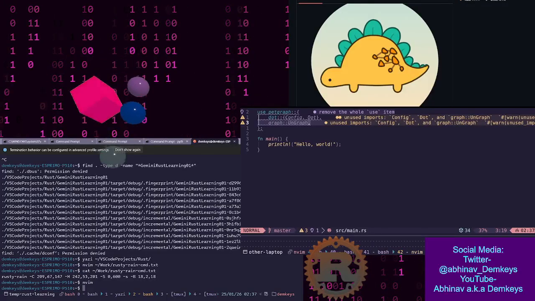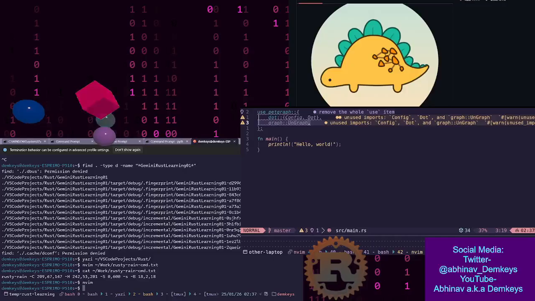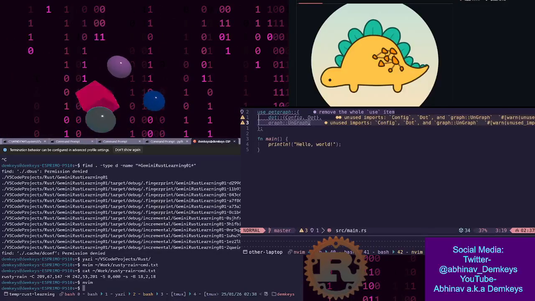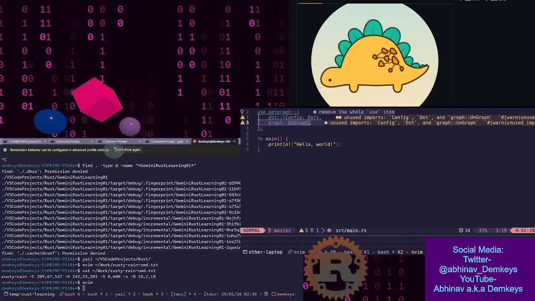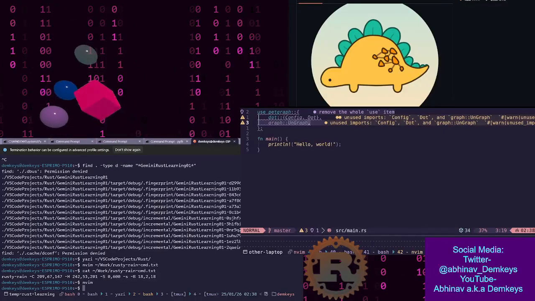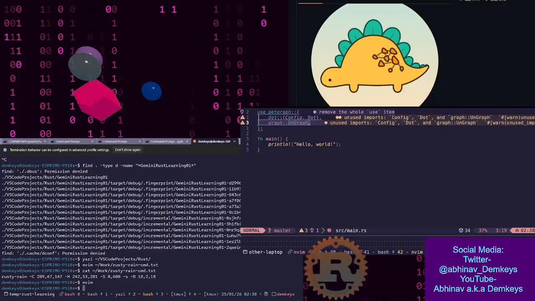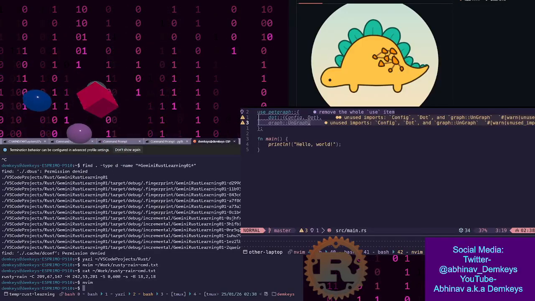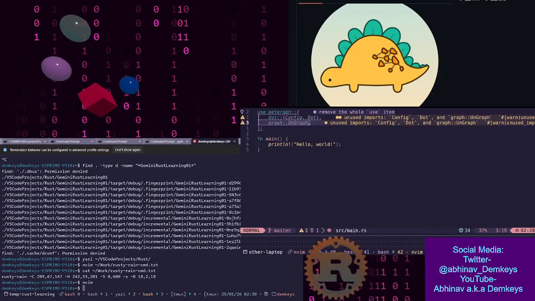Today we're going to be doing something a little different. We're going to be exploring a Rust crate called petgraph. I have come across this crate in the past, but I can't remember exactly when it was. I think maybe it was when I was looking into how to generate graphs using Rust.